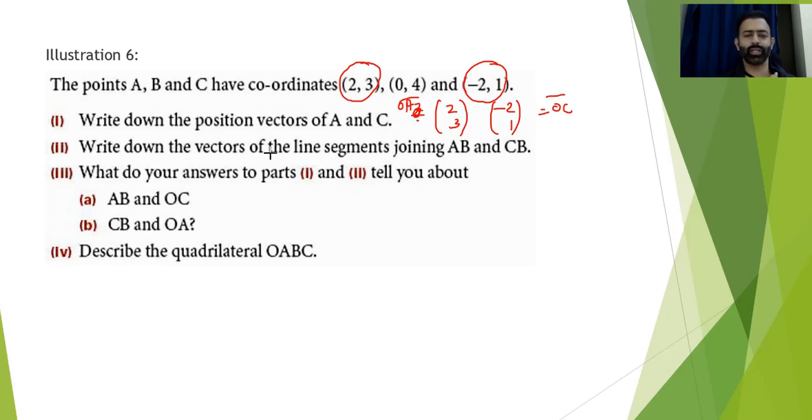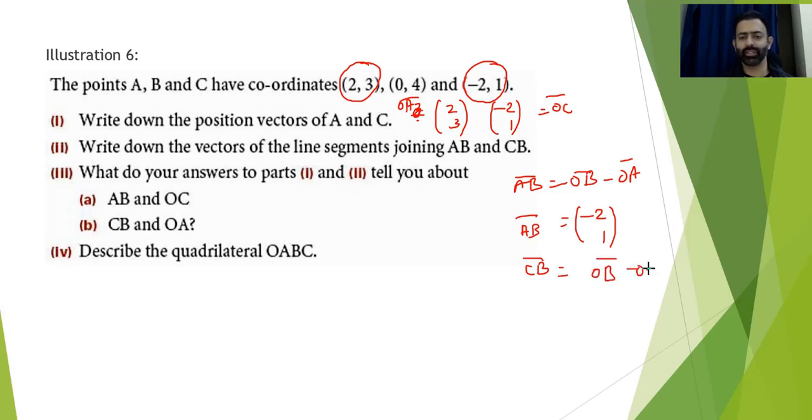Second, write down the vectors of the line segments joining AB and CB. So AB is basically OB minus OA, subtracting the coordinates of A from B. A is 2, 3 and B is 0, 4. That means 0 minus 2 is minus 2, and 4 minus 3 is 1. So minus 2 and 1 is AB.